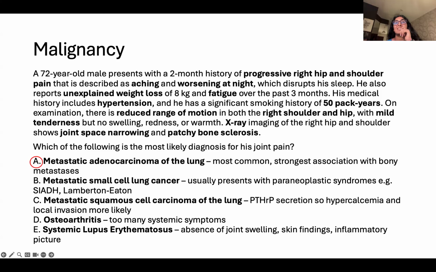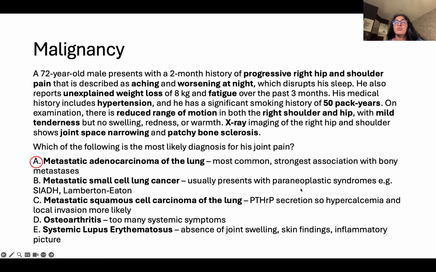So a lot of you said metastatic small cell lung cancer, which is a really good differential. And that's pretty much why I put this question in, because there are so many different lung cancers. But the most common, as well as the strongest association with bony metastases, is adenocarcinoma. I know that he has a significant smoking history, 50-pack years. But that's outweighed by the fact this is a bony metastasis of the lung primary.